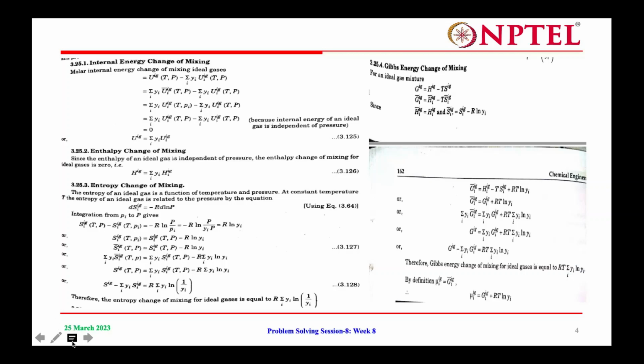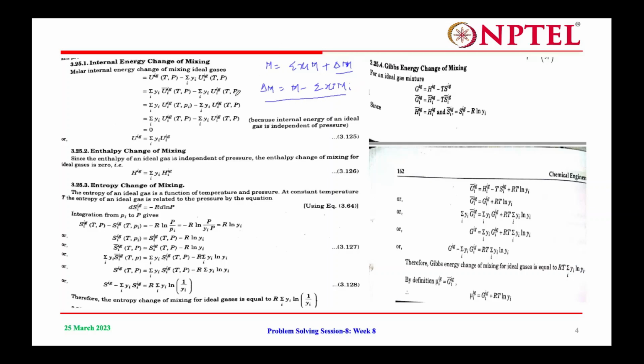Now coming to the property change of mixing. So we know the summability equations, summation xi Mi. Here delta M is denoted as the property change of mixing. So delta M is equal to M minus summation xi Mi, right?